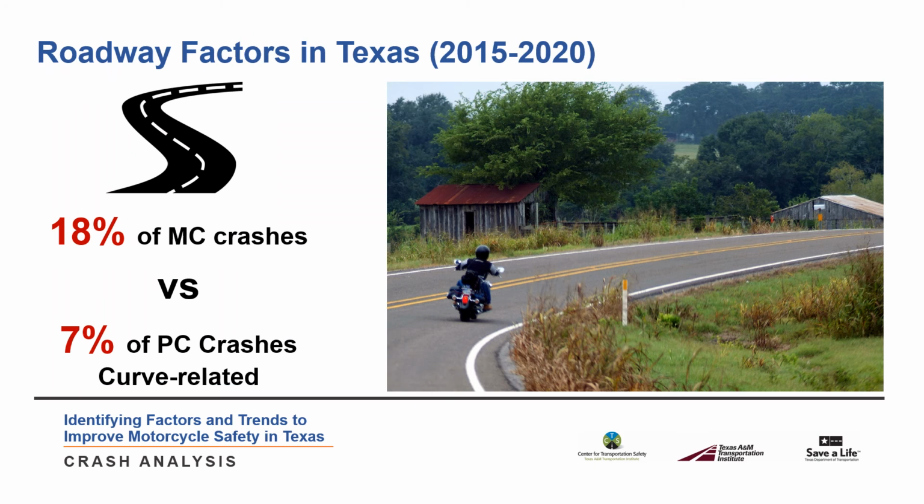Up next, we looked at roadway factors that could contribute to our crashes. First, we examined curves, which we found are a much larger concern for motorcycle crashes, with curves being a factor in 18% of motorcycle crashes, but only 7% of passenger car crashes. Can you think of a few reasons why there might be an increased risk of motorcycle crashes on a curve?